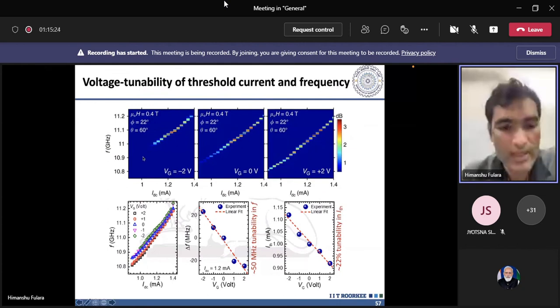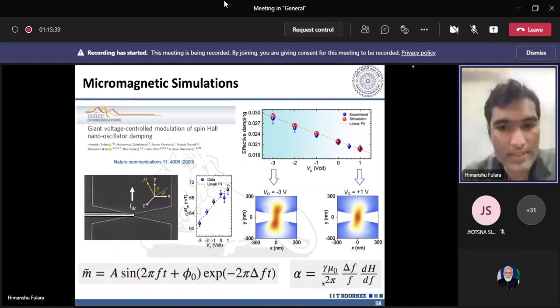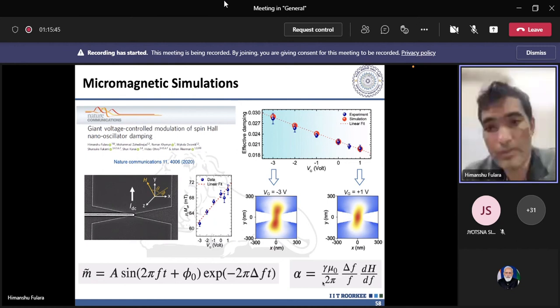So you see that our tunability of this frequency was about 50 megahertz, and we were able to modulate the current by 22% with the help of gate voltage. And this gate voltage basically gives us this control, the control which I was talking about, which was missing in our array. And this is how the effect of the gate voltage is there.